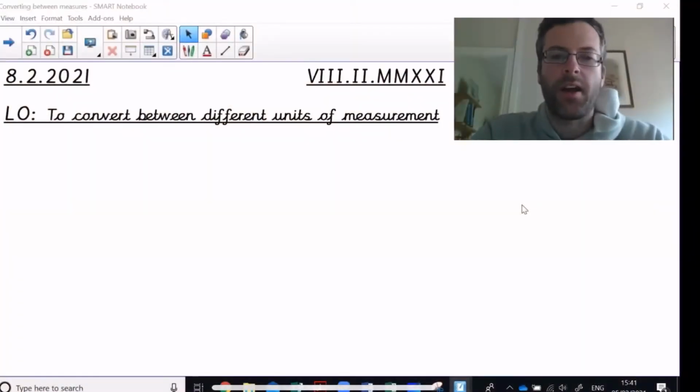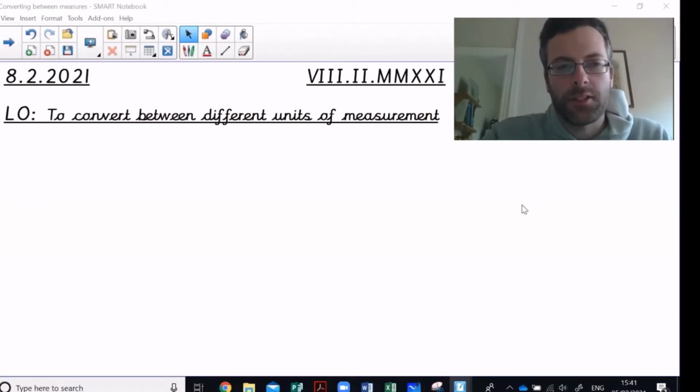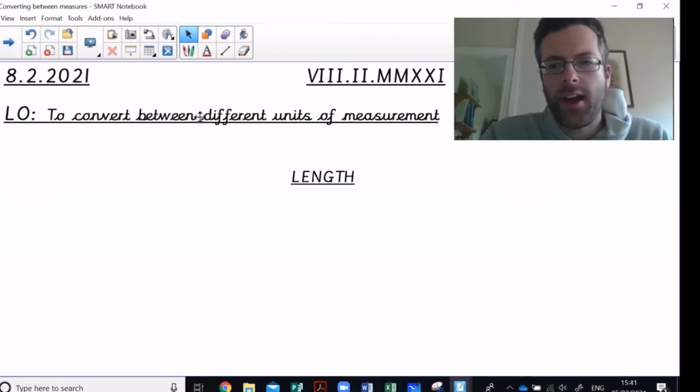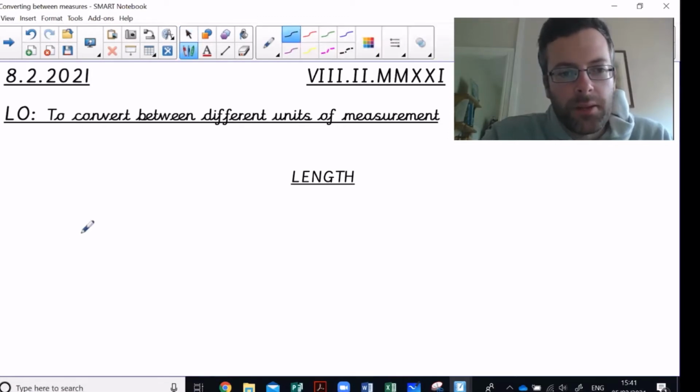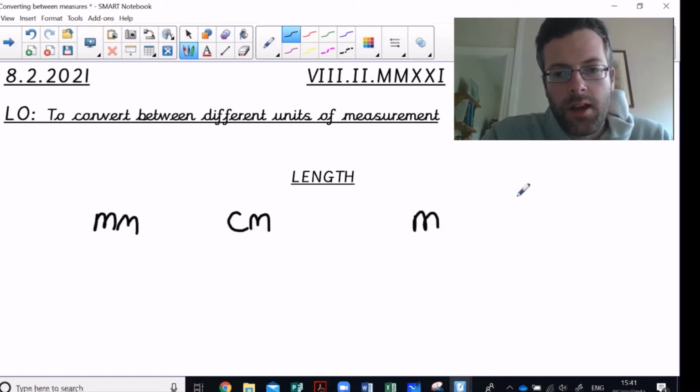Okay, here we go. So as I said, we are going to be looking at different units of measurement. First off, let's look at length. Hopefully, you can tell me that length, generally, in the metric units, we measure using millimeters, which you write as mm, centimeters, meters, and kilometers.